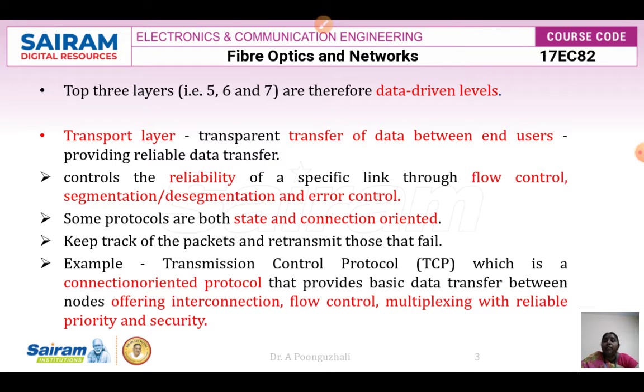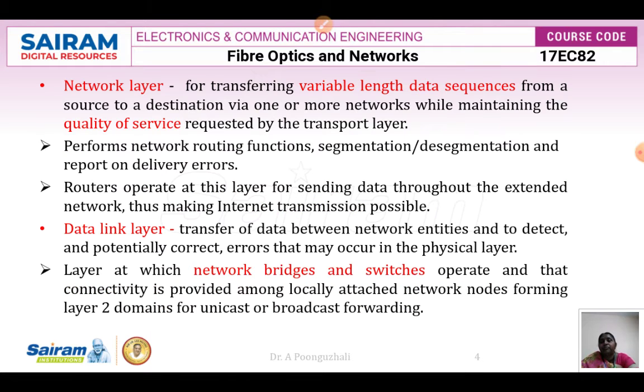The example is going to be your transmission control protocol. We call it the TCP protocol, which is a connection oriented protocol. It is going to provide a basic transfer between the nodes, where we have the interconnection between the nodes, flow control, multiplexing with reliable priority and security.